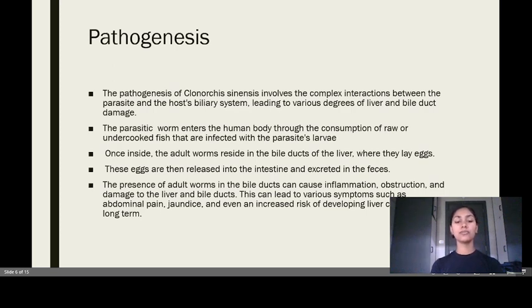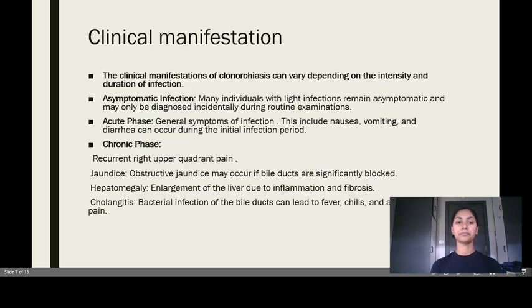The presence of adult worms in the bile ducts can cause inflammation, obstruction, and damage to the liver and bile ducts. This can lead to various symptoms such as abdominal pain, jaundice, and even an increased risk of developing liver cancer, and that's long term. Liver cancer will only develop if the infection is not diagnosed, and it is a long-term problem.